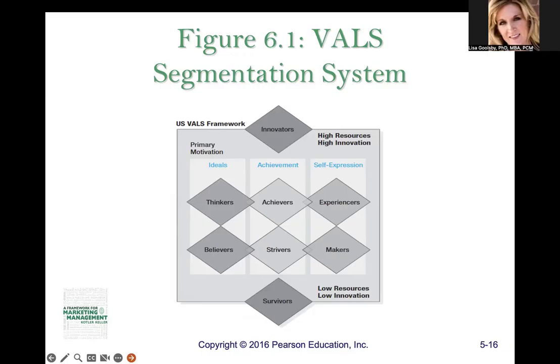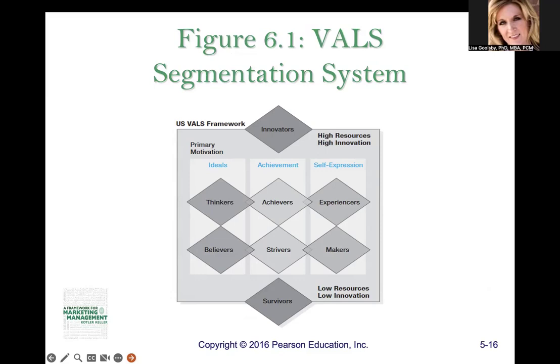But the VALS system looks at innovators and survivors. So there's two basic groups. There are people that have high resources and high innovation, and then low resources and low innovation. And we look at the primary motivation. So people can be motivated by ideals, by achievement, or self-expression. If you're high resource, high innovation, and you look at ideals, you're what they target as a thinker. If you're achievement oriented and high resource, high innovation, you're an achiever. And if you're self expression, high resource, high innovation, you're going to be an experiencer. On the bottom level, low resource, low innovation, you're survivors, and you're going to be believers, strivers, or makers.